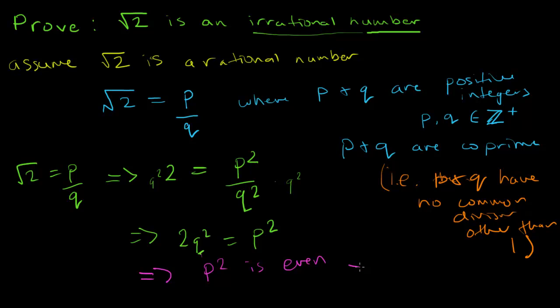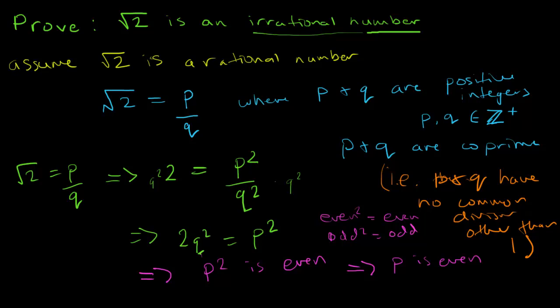Now, one more thing on this page, then I have to go to a new one. I'm running out of room. But if p squared is even, then p is even. Why? Because an even number squared equals an even number, and an odd number squared equals an odd number. For example, 2 squared is 4, 4 squared is 16. An odd number like 3 squared is 9, or 7 squared is 49. And you can see that for the even number squared to be even, that would imply that p itself is even. Okay? So now we have the next step, which is p is even.